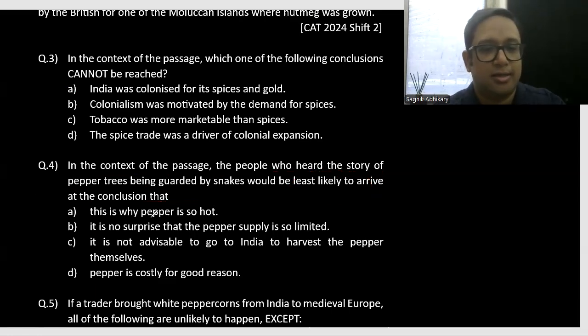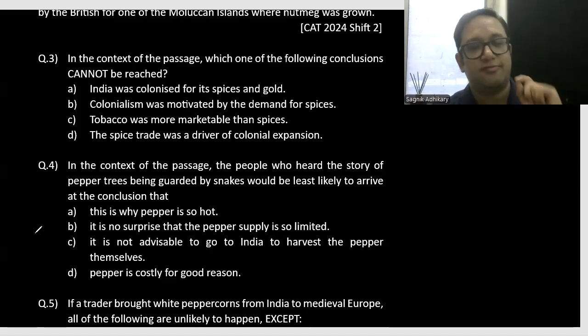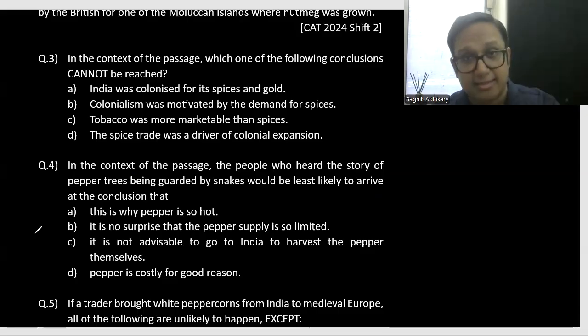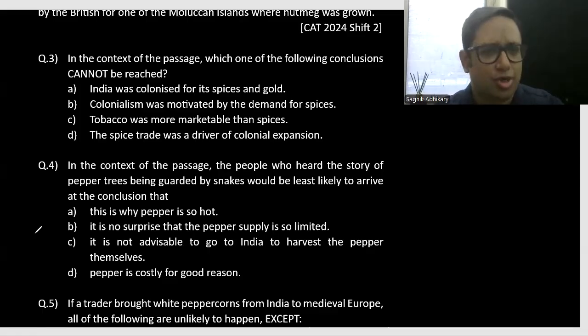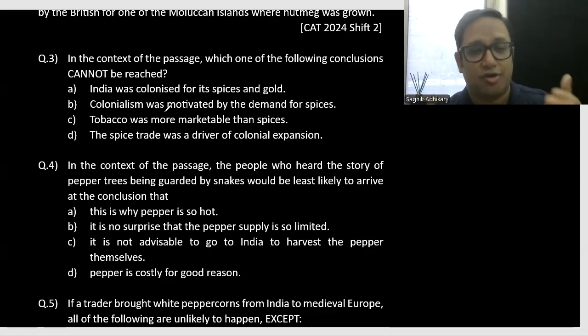Option A says, this is why pepper is so hot. Already the answer. Because there the thing was pepper was harvested from trees which were guarded by snakes. To harvest the pepper, these trees had to be burnt, which is why peppercorns were black. Did not explain the white ones, the pink ones. But that meant that it was difficult to harvest. It was dangerous to harvest. But what about hotness? What about how spicy or hot pepper was? There's no mention of that in the context of India and snakes and how the pepper was harvested.